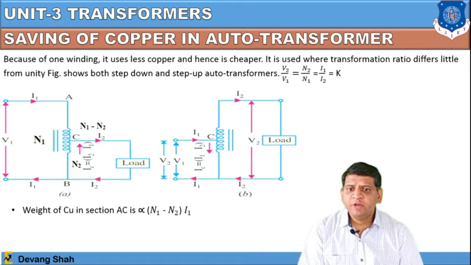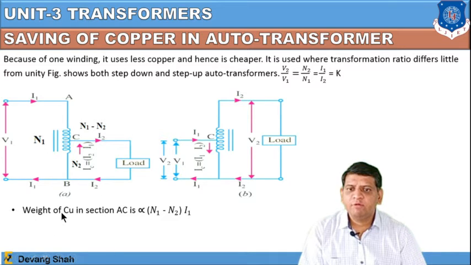So for this step down transformer, let's say we calculate the weight of copper in section A to C. This will offer a number of turns N1 minus N2, right, multiplied by the current I1 that is flowing. So from this you can find the weight of copper in section A to C is proportional to N1 minus N2 into I, right. So ultimately this is one kind of N into I, a kind of magnetomotive force, but we have taken it in terms of proportionality.